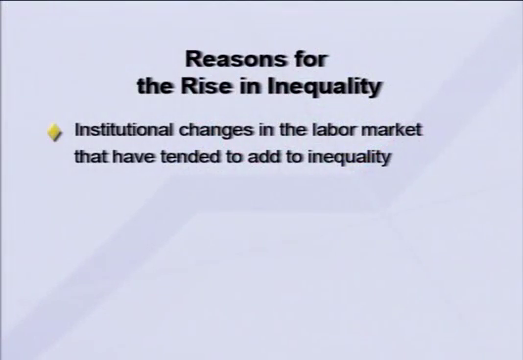Yet another cause of inequality are institutions in the U.S. labor market. And we've seen a number of changes in recent decades that have tended to add to inequality. Two in particular. One is minimum wages. Minimum wages were higher in the 1960s and 1970s than they are today, adjusted for inflation. For example, if you look at the minimum wage in 1981, it was at that time $3.35 an hour. But if you adjust for inflation since then, it would be about $7 an hour in 2005. The actual minimum wage in 2005 is $5.15 an hour.